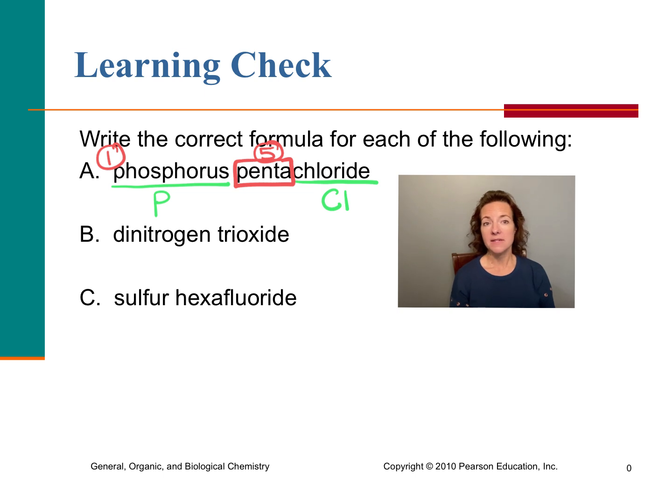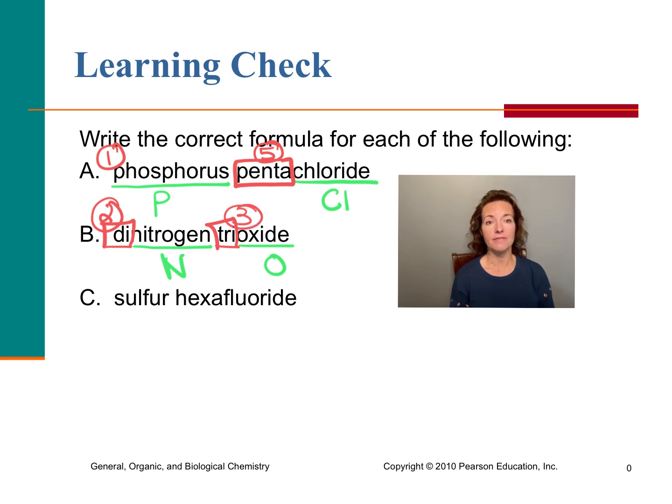Letter B, dinitrogen. Nitrogen is the letter N. Trioxide. Oxygen is the letter O. Then we look at our prefixes. Dinitrogen tells us that we have 2 nitrogens. Trioxide tells us that we have 3 oxygens.